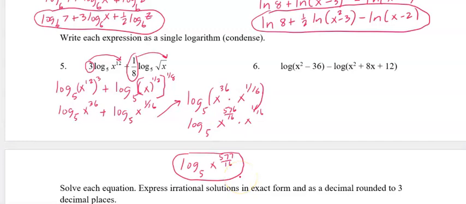And I'm okay with you leaving it like that, but if you did apply the power property, you would just bring this exponent down and it would look like that. But I would accept either one of those answers. Okay, and here we are subtracting two logs, so this is the quotient property. The log of the difference becomes the quotient of the logs.